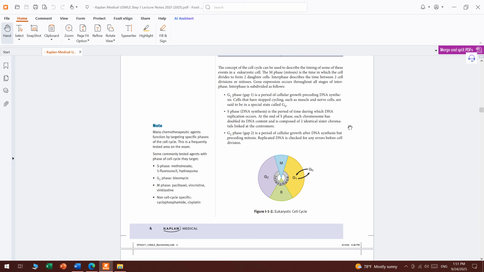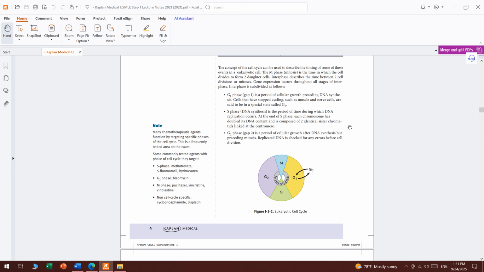S phase, this is the critical period during which DNA replication occurs. By the end of the S phase, the cell's DNA content has effectively doubled, and each chromosome now consists of two identical copies, called sister chromatids, which are linked together at a constricted region known as the centromere. G2 phase, this is another period of cellular growth and preparation that follows DNA synthesis but precedes mitosis. During G2, the cell synthesizes proteins required for cell division, and importantly, the replicated DNA is meticulously checked for any errors or damage before the cell commits to division.